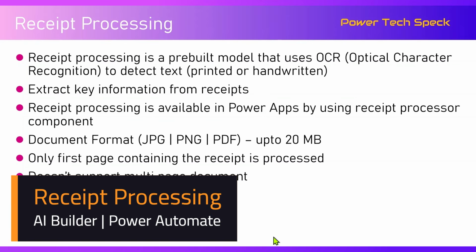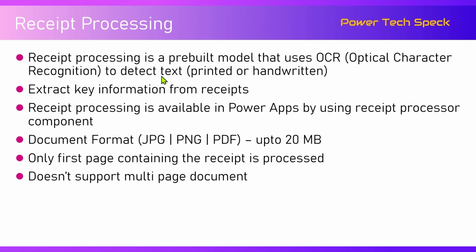In this video, let's look into receipt processing in AI Builder. I'm going to use a Power Automate flow to extract information from the receipt. In Power Automate flow, you have AI Builder. You can use the AI Builder module. Within AI Builder, we have one more action called receipt processing. Receipt processing basically will help you to extract information from the receipt.